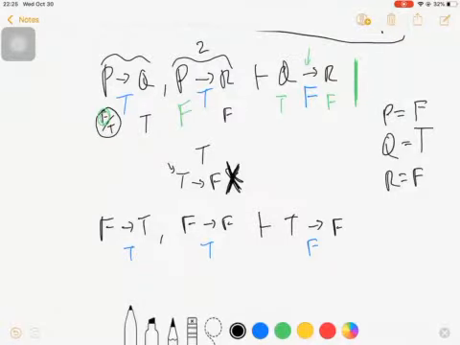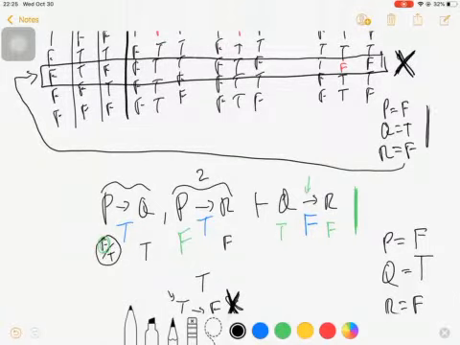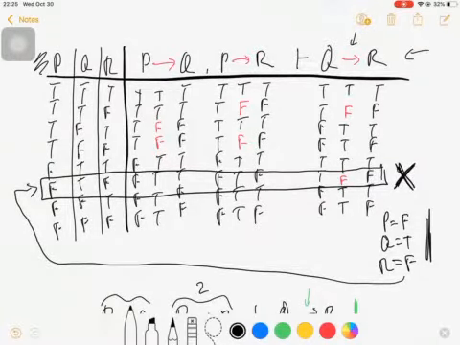It's F. When we look at this and we compare it up here, notice that we found the same values. It's just that this was by a process of elimination, whereas the truth table up here was by a process of using the entire truth table.